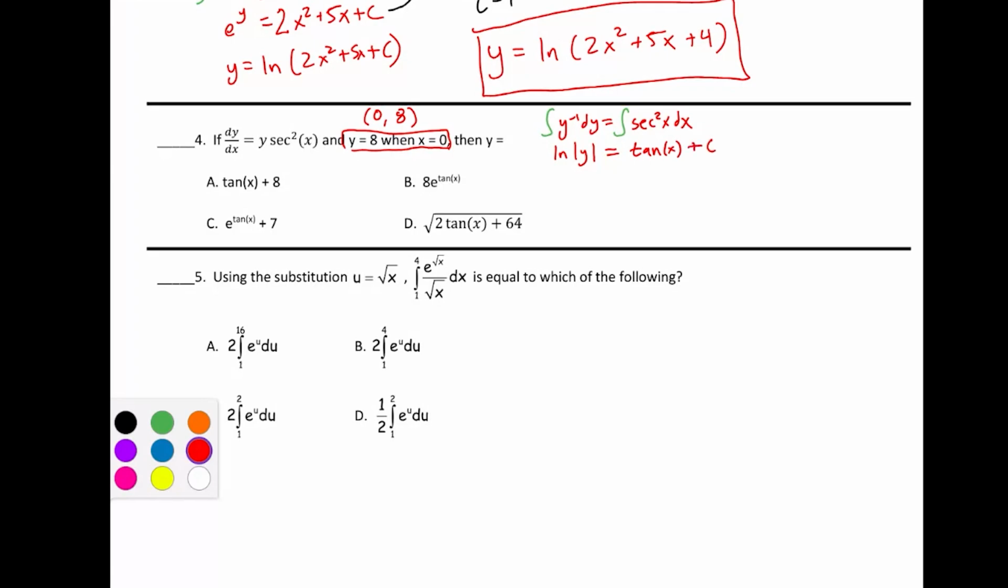Now to isolate y here, we're going to have to exponentiate both sides. So you have the absolute value of y equals e to the power of (tangent x plus c). Now because we have this (0, 8), our output for this one is going to be positive. So when we get rid of those absolute values, we're going to choose plus rather than minus. So my general solution here is going to be y equals e to the (tangent x plus c). I would have a plus or minus there, got to pick one. We're going to pick the plus.